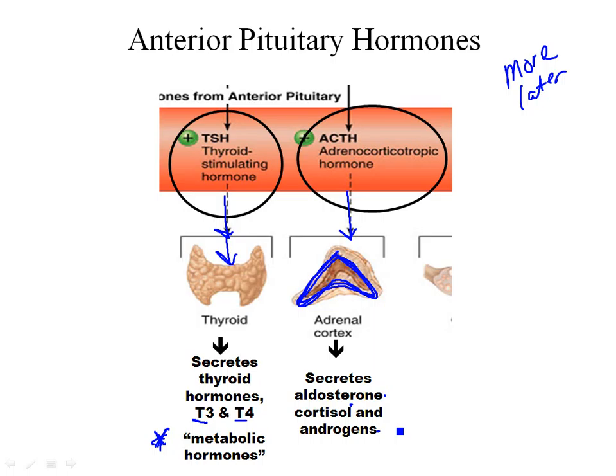So you'll get more later on both the thyroid gland and the adrenal gland. What I want you to take away from me is that the anterior pituitary stimulates the thyroid and the adrenal cortex to then release more hormones. And then we're going to talk about what those hormones do in a later video.